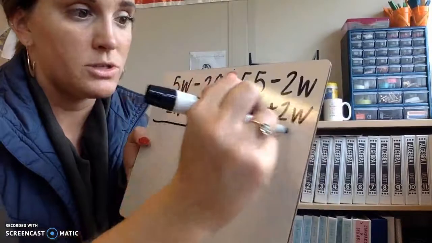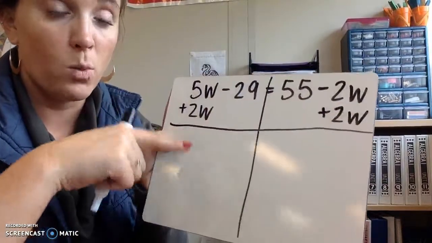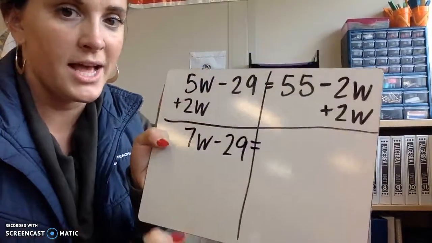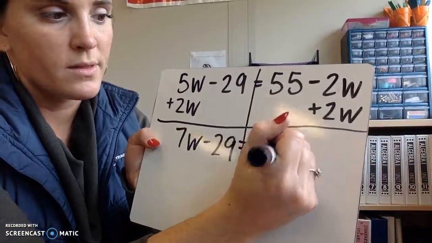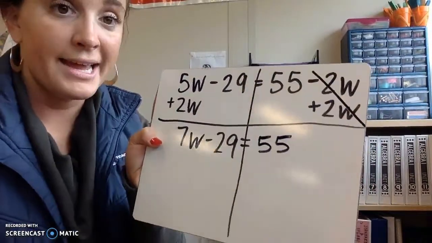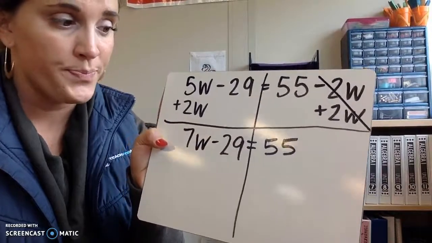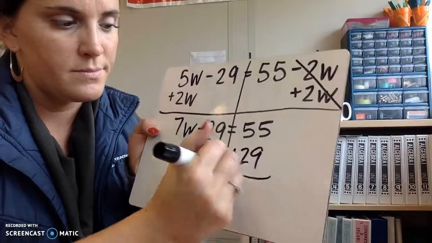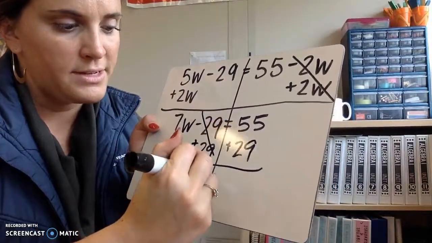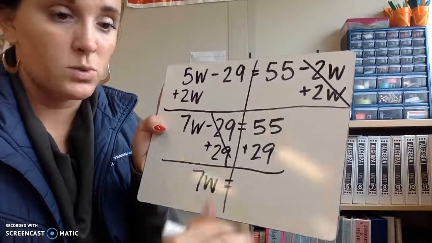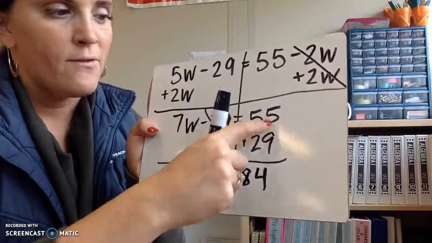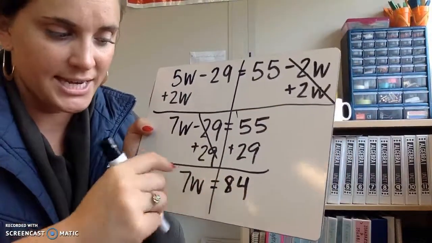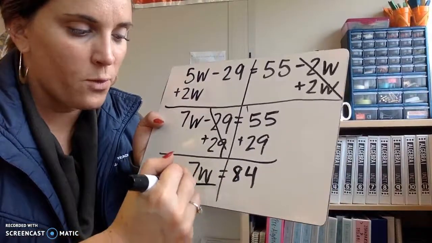You have choices. If you choose to subtract the 5w, we'll have different work, but we should get the same answer. 7w minus 29 equals 55. Negative 2w plus 2w cancels out. All right, two-step equation. Add 29 on each side. Cancels out. 7w equals 55 plus 29 gives me 84. 5 plus 9 is 14. Carry your 1. 1 plus 5 is 6. 6 plus 2 is 8. 84. 84 divided by 7.